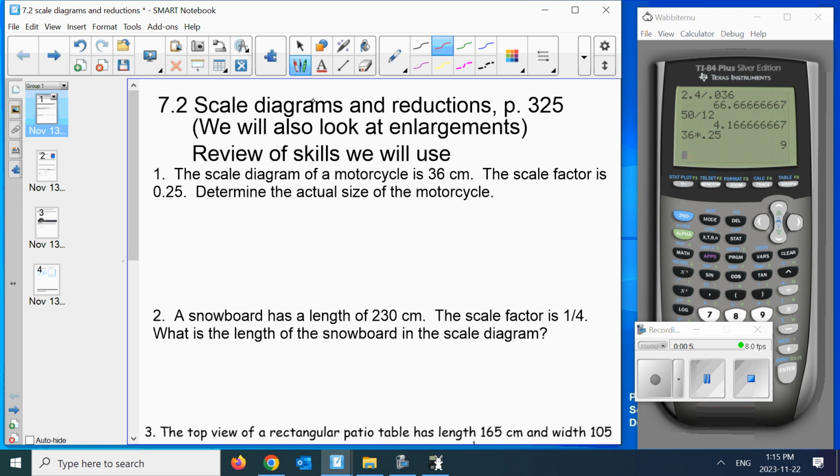Here's what we do. If your scale factor is a fraction, you put it on one side. But when it's a decimal, I'm going to get you guys to do this so that we use the same method every time. We're going to say one fraction equals another fraction.